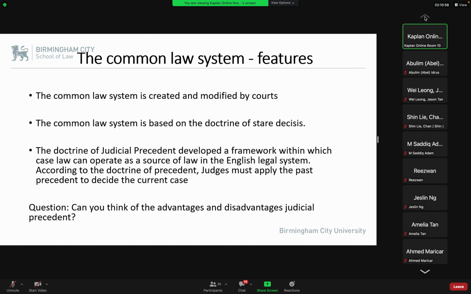The next: precedent also has horizontal effect, which means the court of the same level must accept its own precedent. To give you an example here, the UK Supreme Court must follow its own previous precedent.